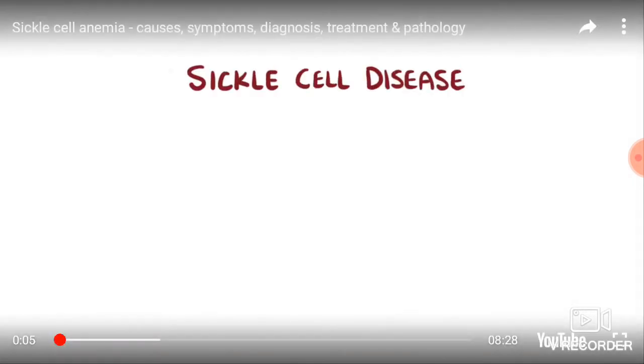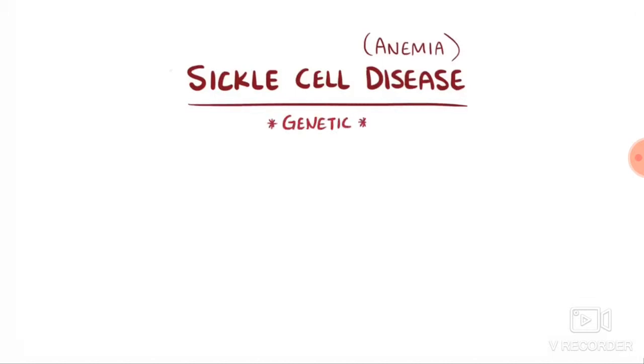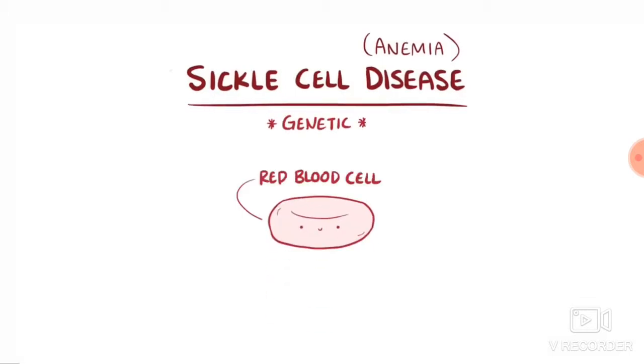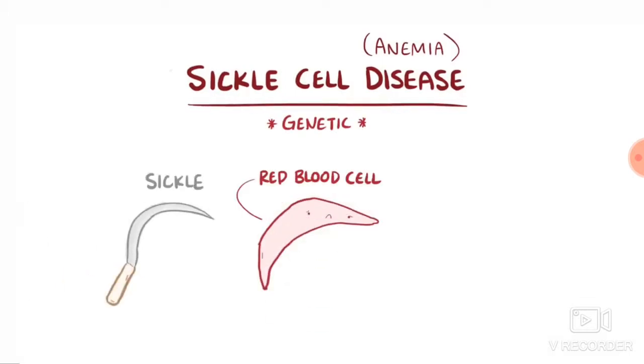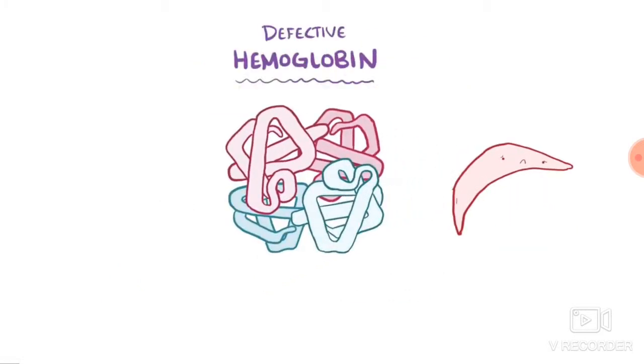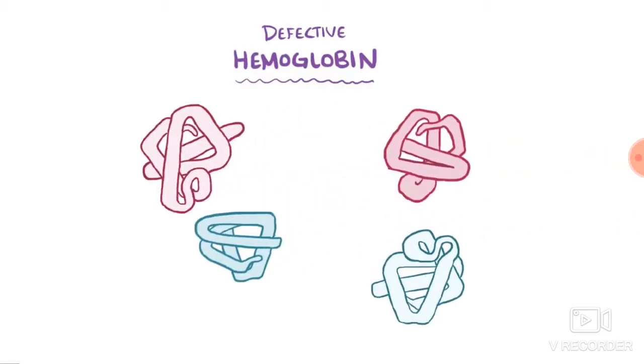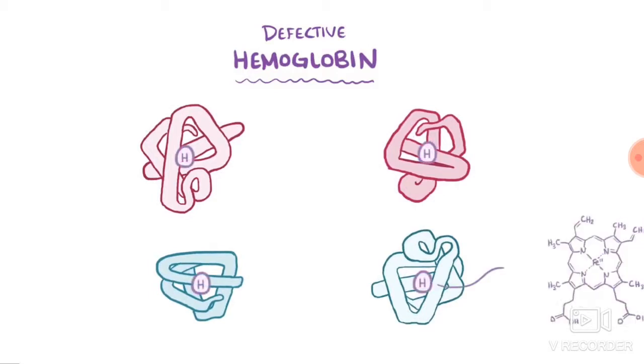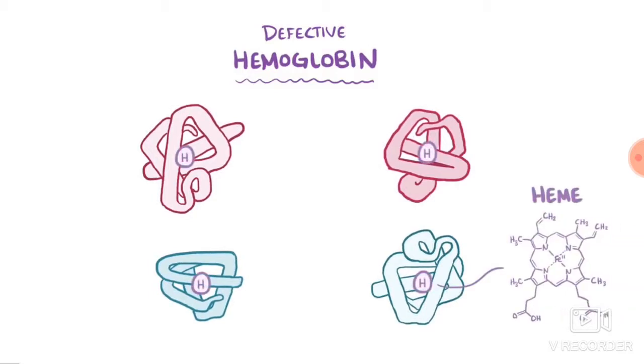Sickle cell disease, also called sickle cell anemia, or just sickle cell, is a genetic disease where red blood cells can take the shape of a crescent, or sickle, and that change allows them to be more easily destroyed, causing anemia, among other things. Sickle cell disease is caused by defective hemoglobin, which is the oxygen-carrying protein in red blood cells. Hemoglobin is actually made up of 4 peptide chains, each bound to a heme group. Different hemoglobins have different combinations of these chains.